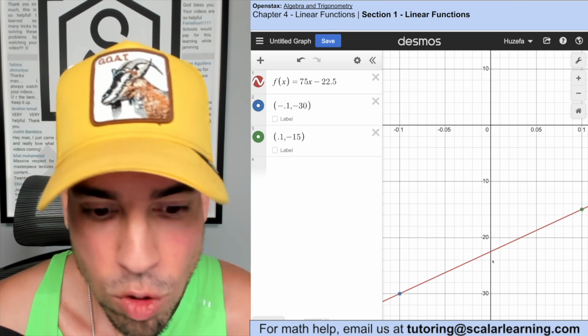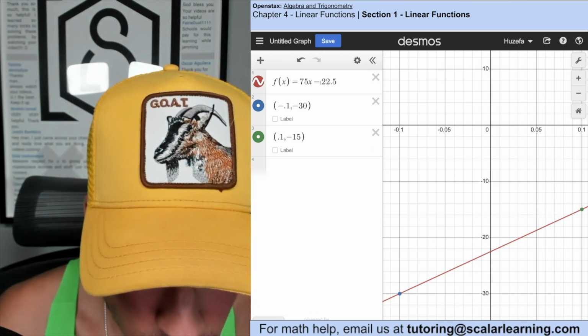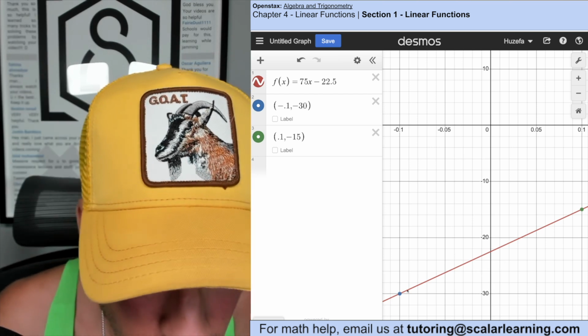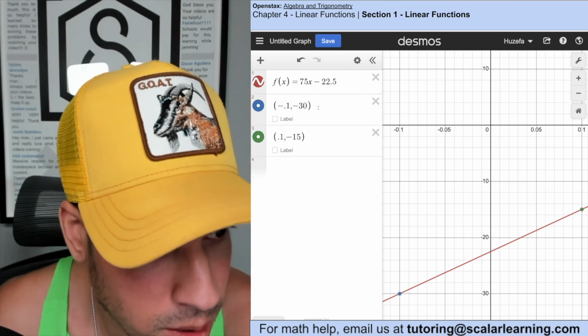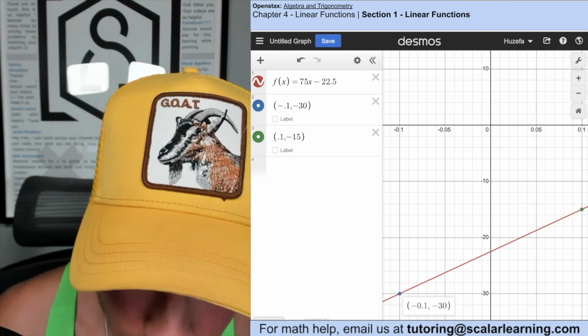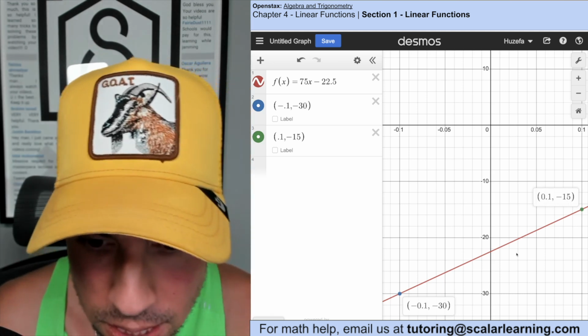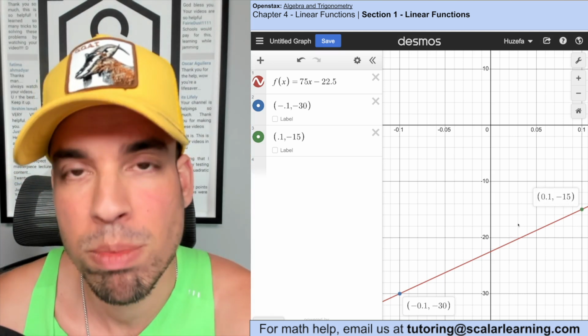All right, so here's the equation of the line in Desmos. There's the function 75x minus 22.5. As you can see here, it's got that nice slope. And then I wanted to label these 2 points at negative 0.1, which is at negative 0.1, negative 30, and positive 0.1, which is at 0.1, comma, negative 15. There's your answer. Boom, done.